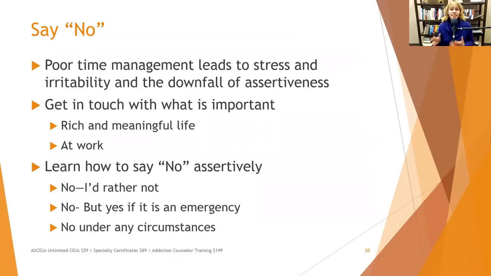The second level is one where you really don't want to say yes, but if you have a friend or a colleague or your boss really needs something, then you might be willing to put aside something that's important to you in order to help them out. Level 3 is no under any circumstances. There is just no way I'm going to do this.